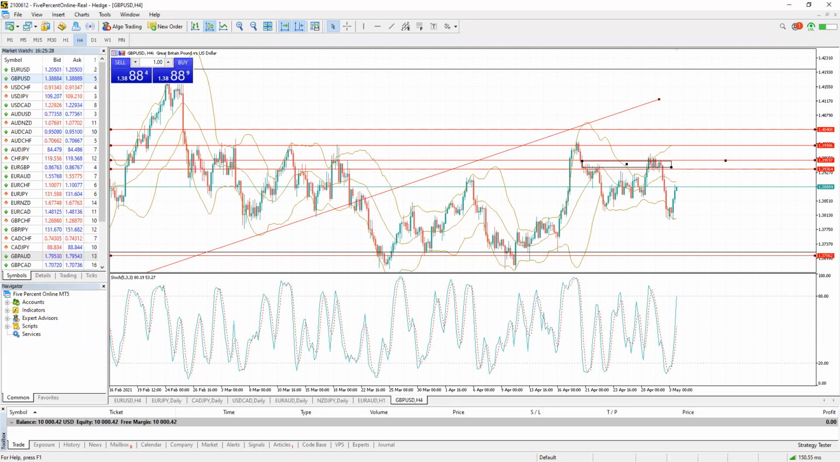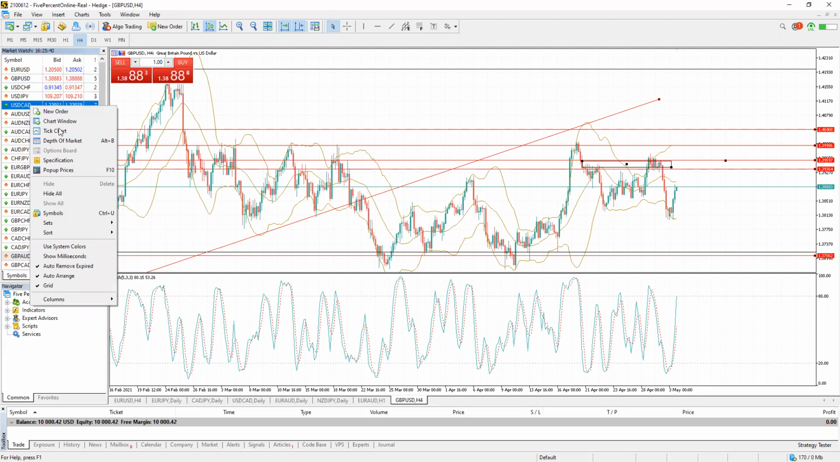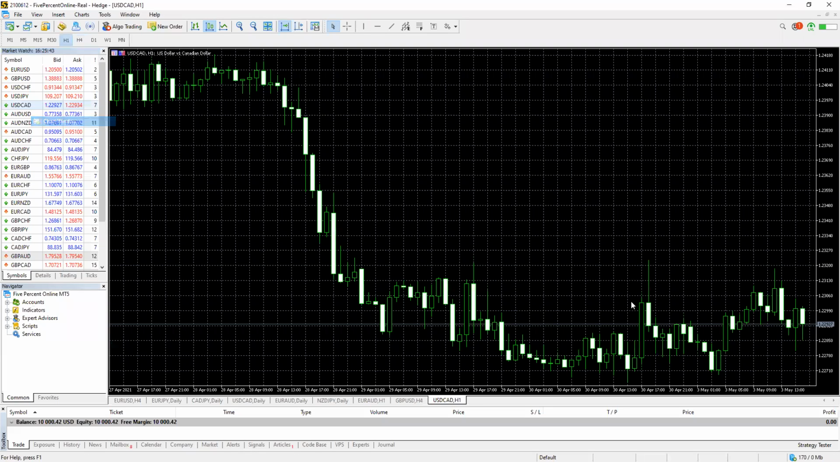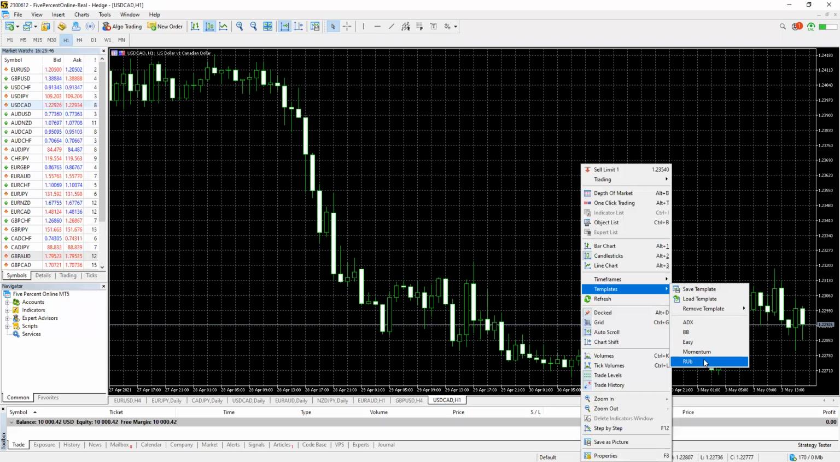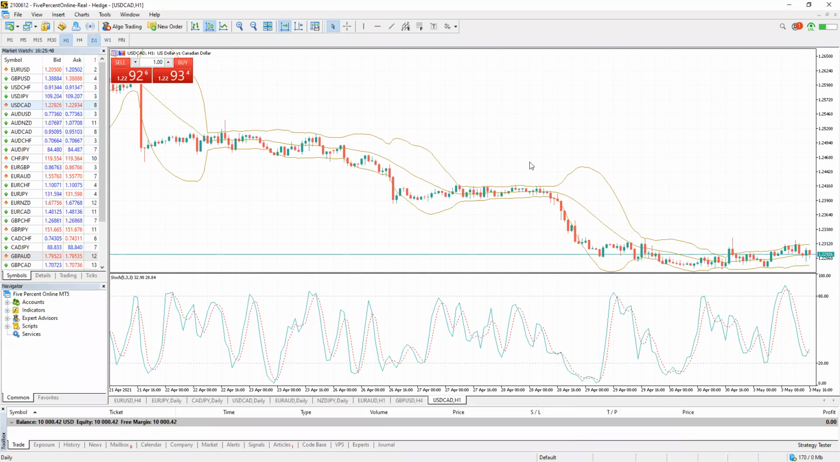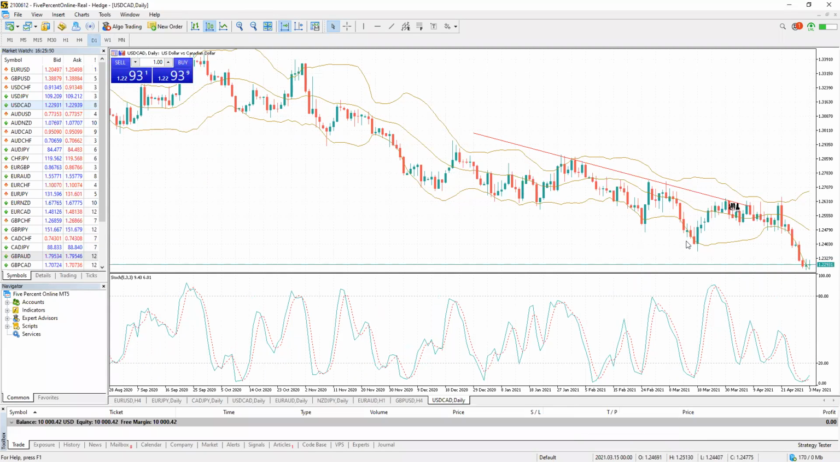I'm looking to go long on USD CAD, Fibo 100%, 11%. Still, I will. Okay, chart window. Okay, so that's where you want to.